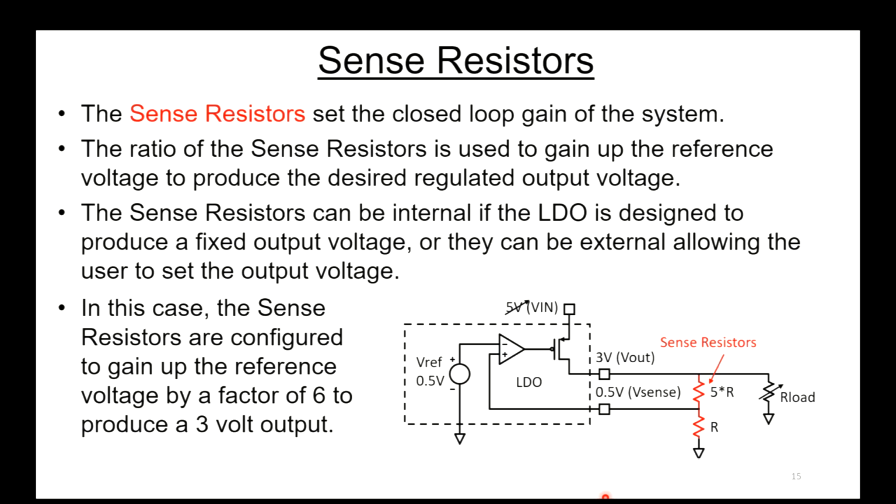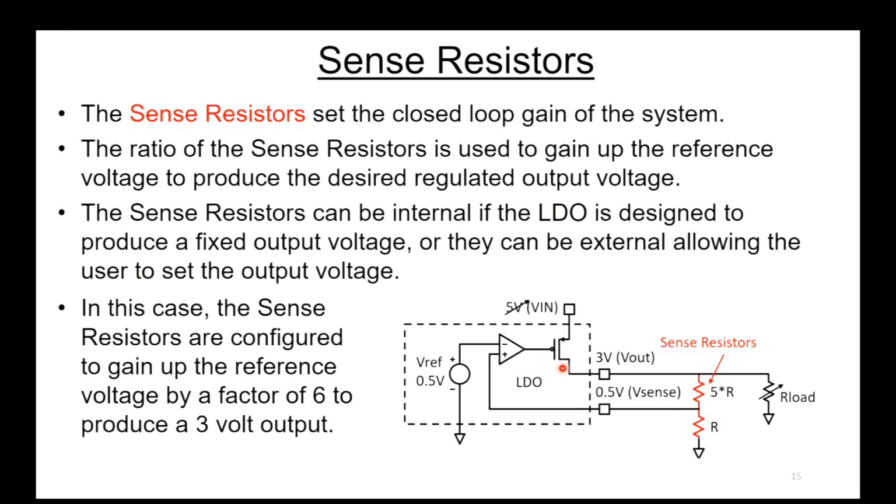Sense resistors. These sense resistors are shown on the right side of the drawing here, and they set the closed loop gain of this system. The ratio of the sense resistors is used to gain up the reference voltage to produce the desired regulated output voltage. The sense resistors can be internal inside the LDO if the LDO is designed to produce a fixed output voltage. I think there are LDOs on the market that do that.